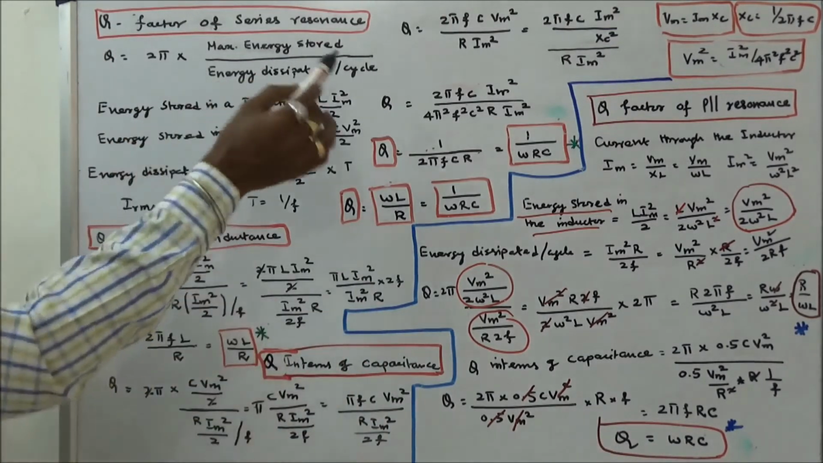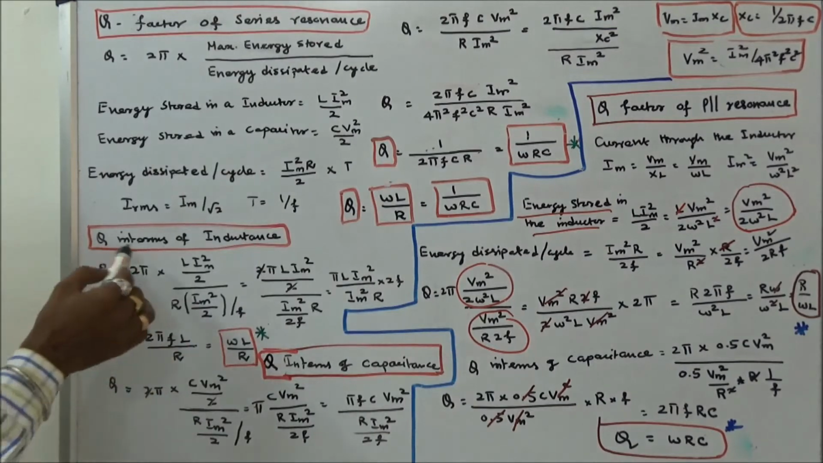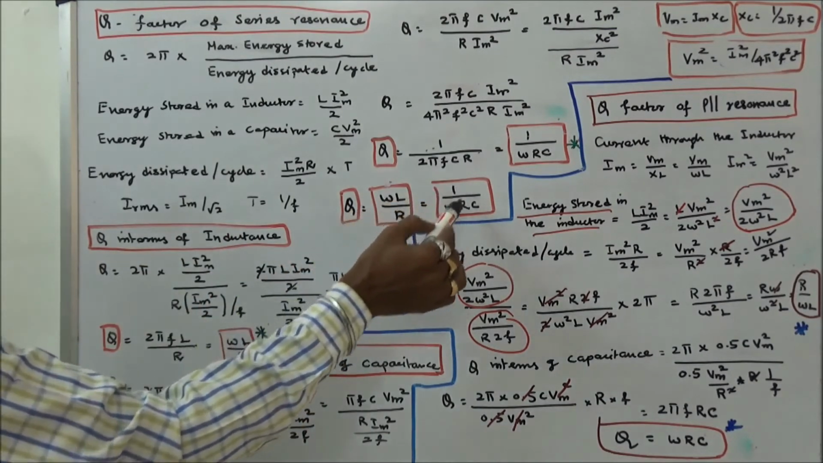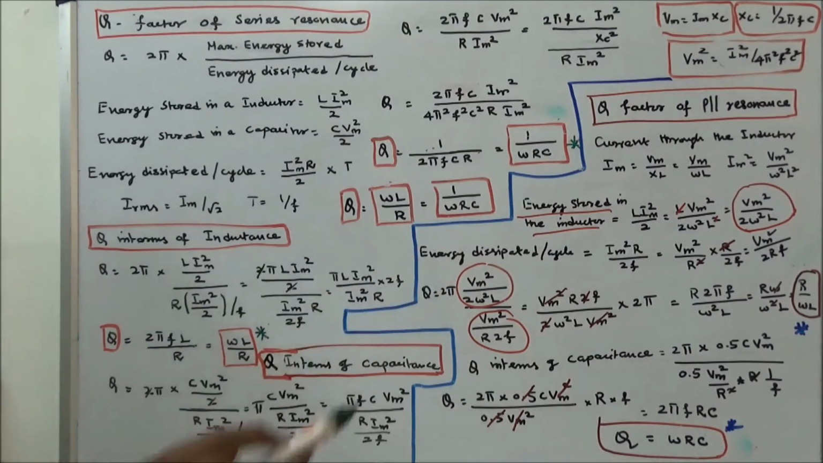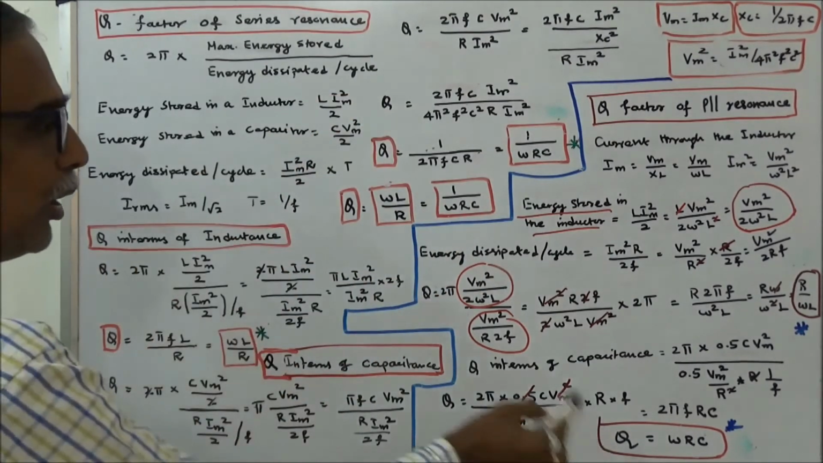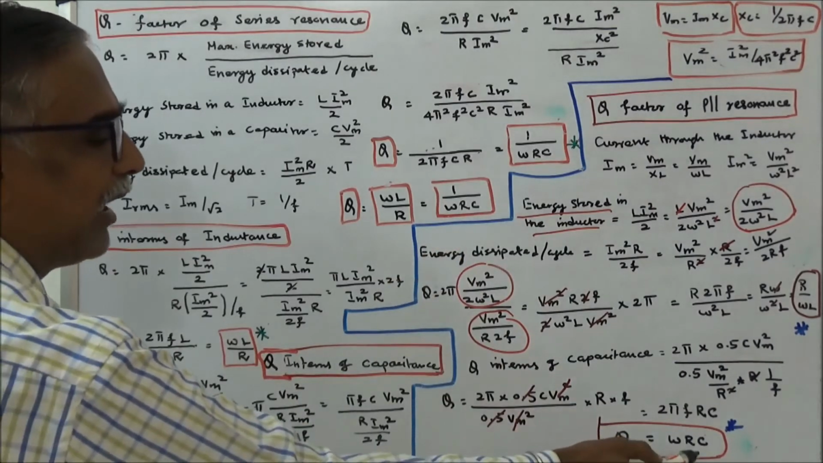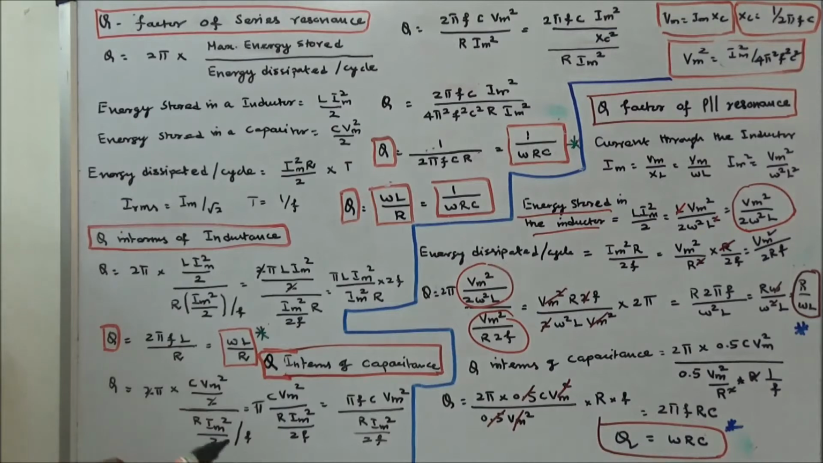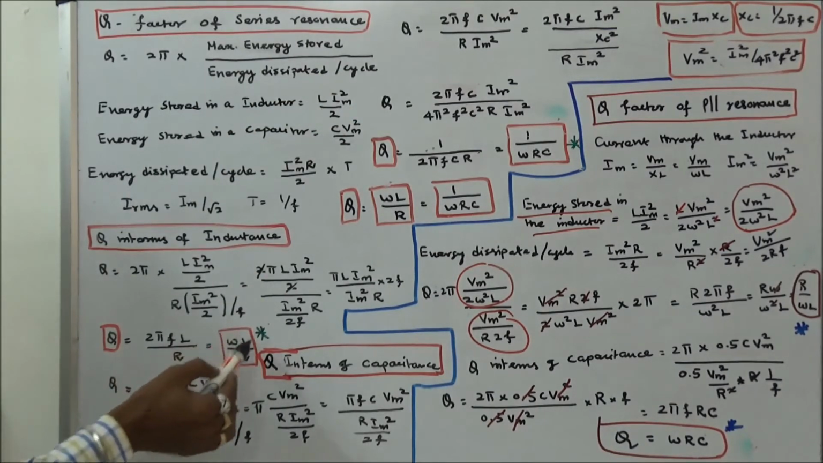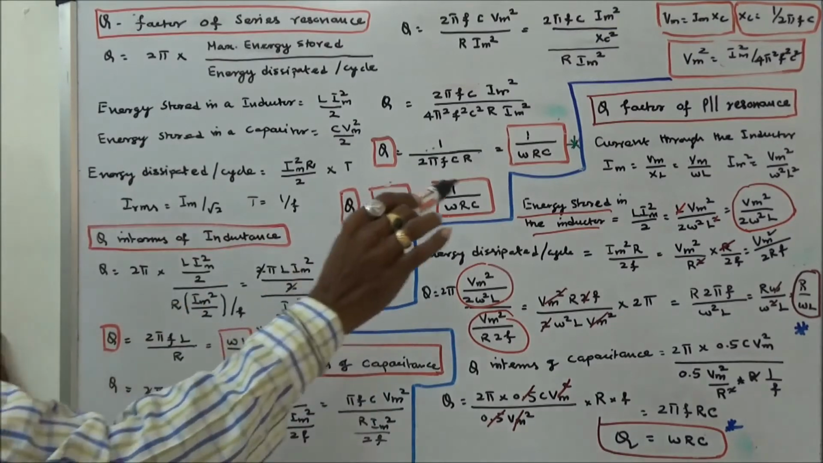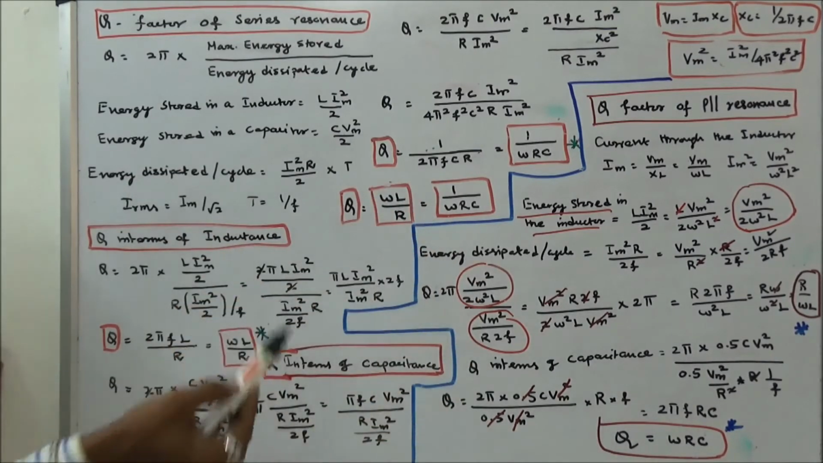Here, in a series resonance circuit, Q in terms of capacitance is equal to 1 by omega R C. In a parallel resonance circuit, Q in terms of capacitance is equal to omega R C. Q in terms of inductance in a series resonance circuit is equal to omega L by R. In the parallel resonance circuit, Q in terms of inductance is equal to R by omega L.